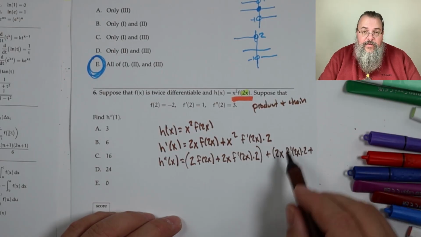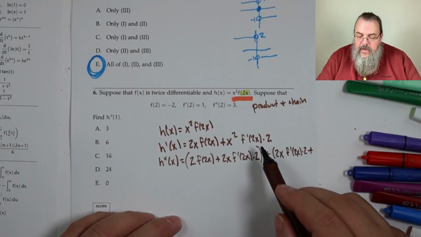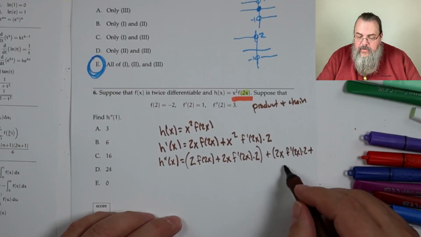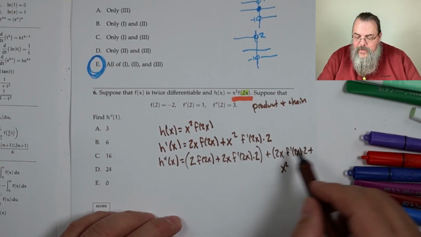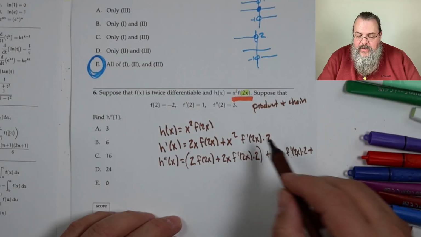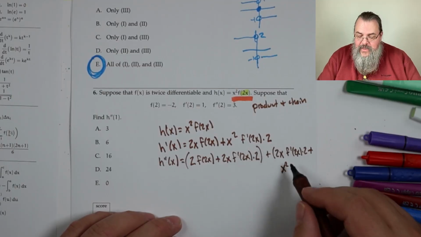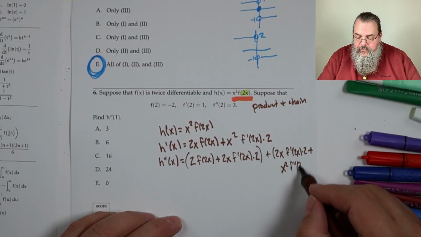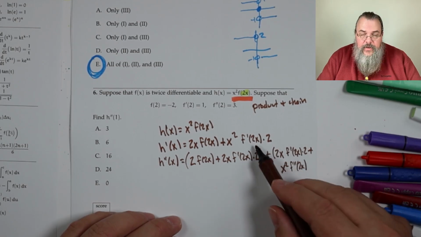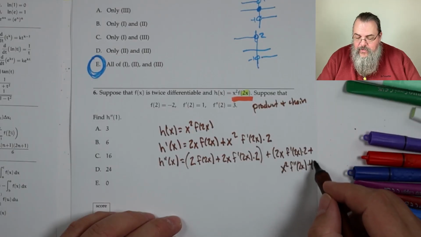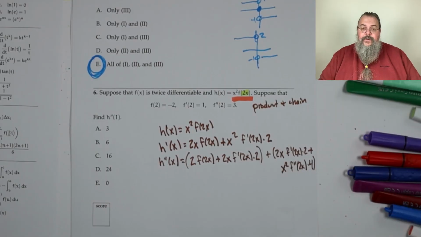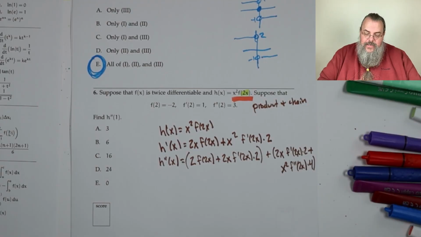Plus, and I'm running out of space, I'll wrap around here, the derivative of the second. We have the x squared, don't forget that. Derivative of the first times the second, plus the first times the derivative of the second. Derivative of f prime, f double prime. And then there's going to be chain rule, another 2. There's already a 2, and so that makes it 4. All right, so there we go.